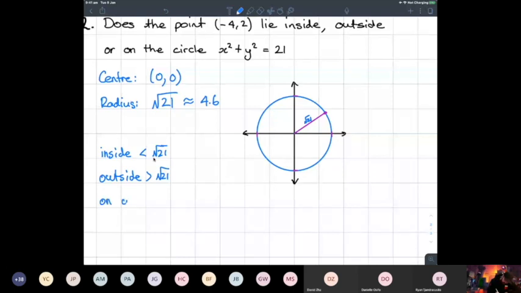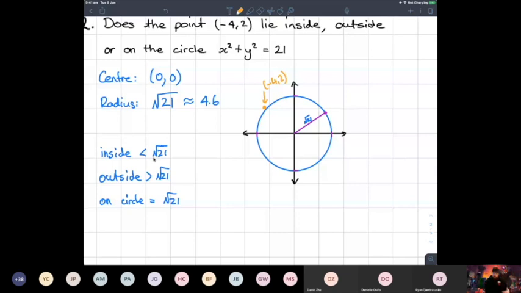If I change color, I'll plot that point, -4, 2. It's somewhere around there. It's just a rough sketch to get myself understanding where it is. I'm not 100% sure if it's outside, inside, or on, but what I can do is find the length of this interval, let's call it AB. If we find the length of AB, we will then be able to tell whether it's inside, outside, or on.